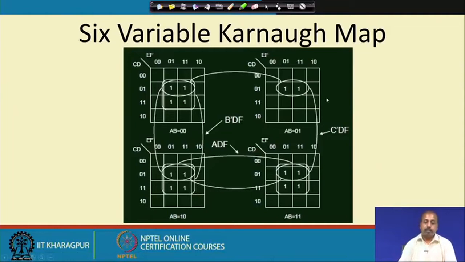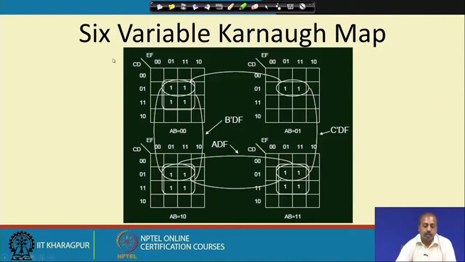Going to 6 variable maps, we have got 4 such maps, where A B equal to 0 0, 0 1, 1 0 and 1 1. Again, after making the individual grouping of pairs, quads, etc., we have to see whether there exists a similar pair or quad or singleton or octet in the other maps also. If it is there, then you can combine them together to get a minimized form. That way you can use this 6 variable map for doing the minimization.